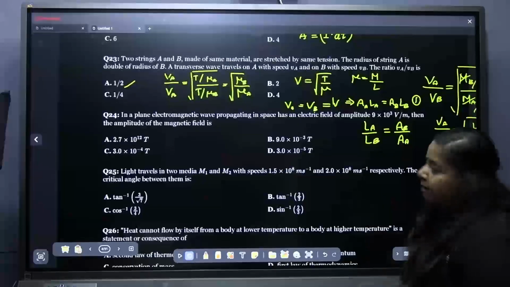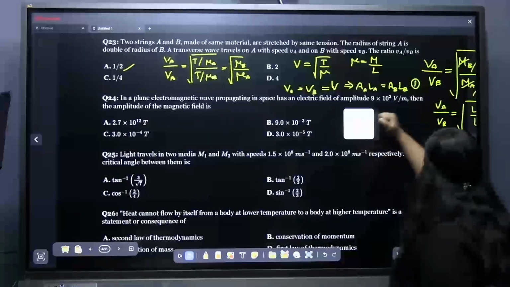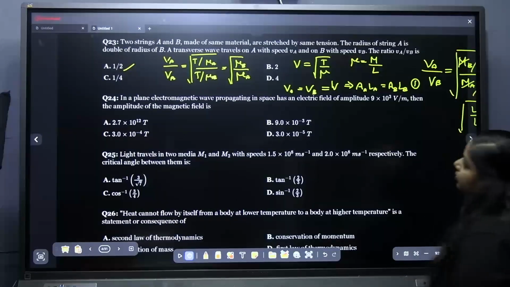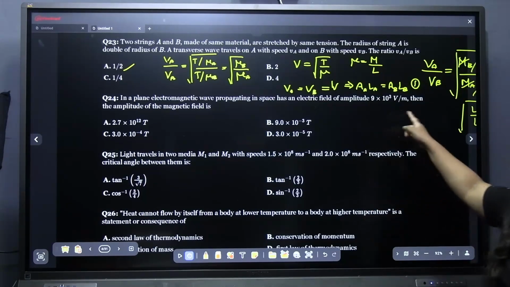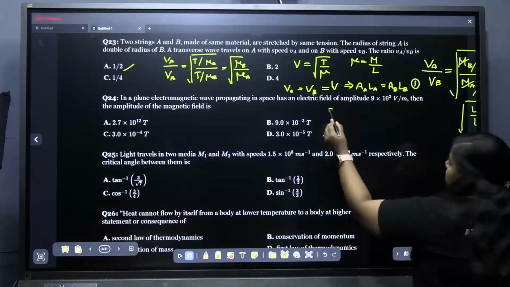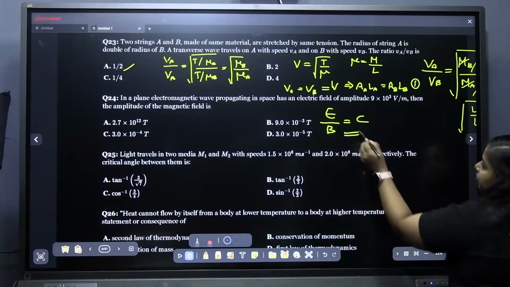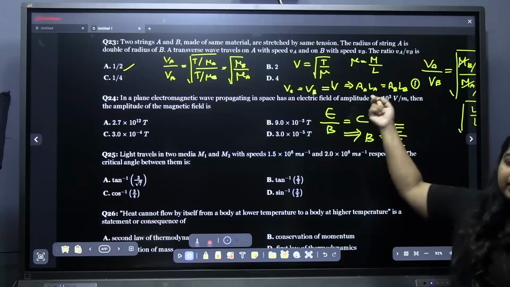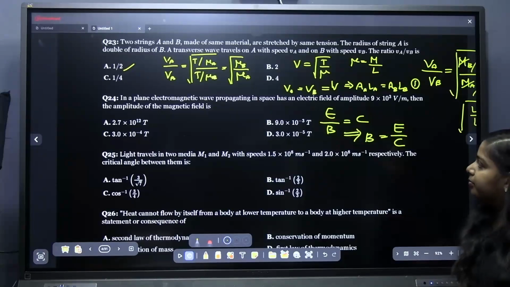Now we will go for question 24. In a plane, electromagnetic wave propagating in space has an electric field given. Find the amplitude of magnetic field. So we have to use only one equation, that is E by B equal to C. So if we want to find B, B equal to E by C. Electric field is given, C is equal to 3 into 10 to the power 8. Substitute that, you will get the answer.